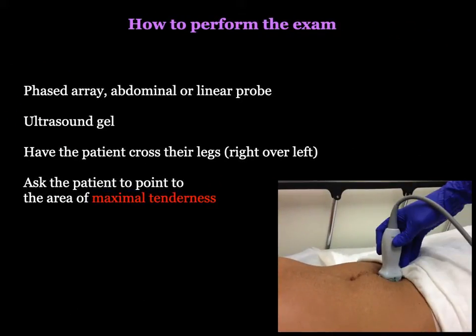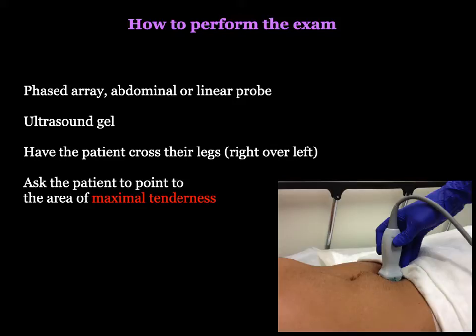So how do we perform this examination? Again, you can use any type of probe. The phased array or abdominal/curvilinear probes are probably your best bet. If you have a very thin patient, I may actually start with a linear probe and take a look first before I move on to the phased array or the abdominal probe. Again, you want to have copious ultrasound gel. You can have the patient cross their legs right over left, which relaxes the abdominal wall musculature, which can make it easier for you to identify the appendix.